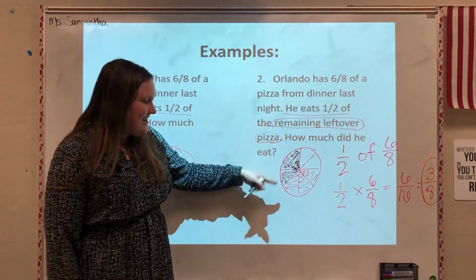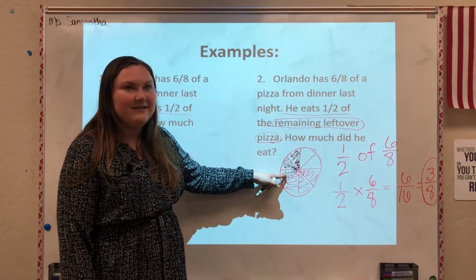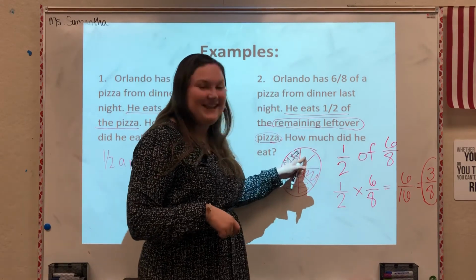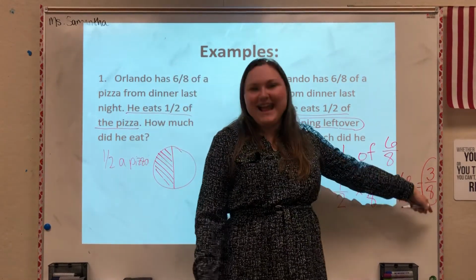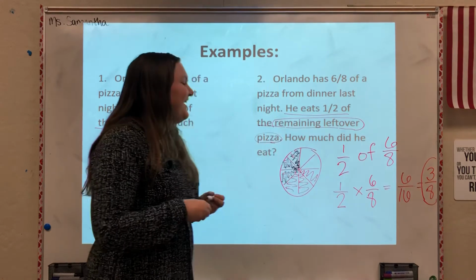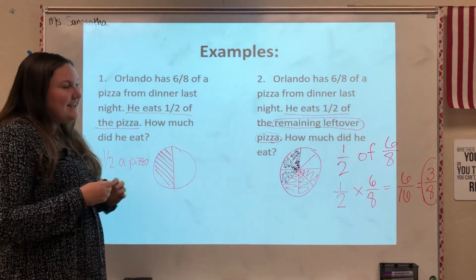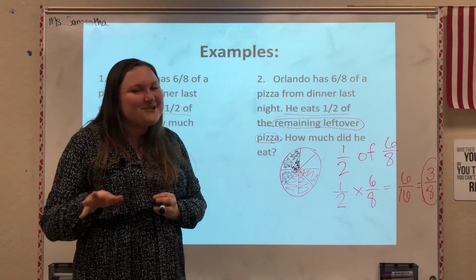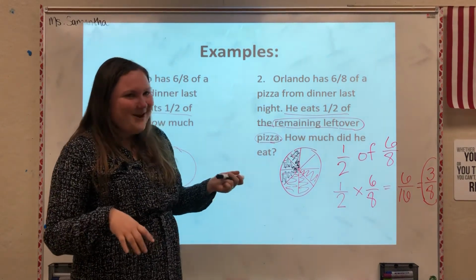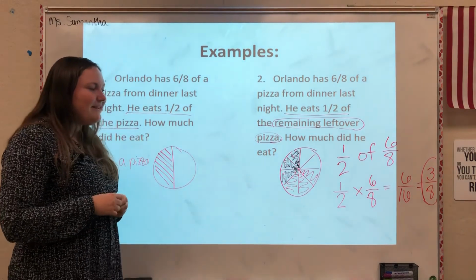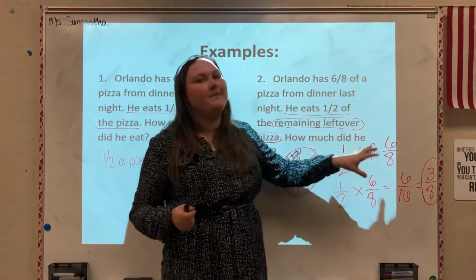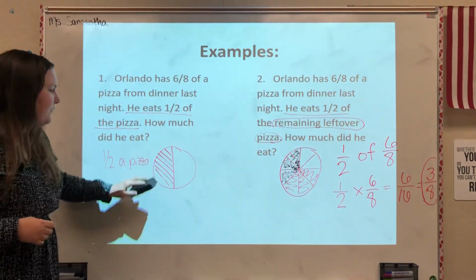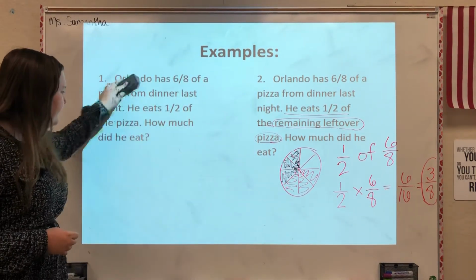Well, what did he eat? He ate 1, 2, 3 out of the original 1, 2, 3, 4, 5, 6, 7, 8 slices. He ate 3/8 of that pizza. I chose this problem because this is one of the ones that's a little easier to draw. Not always are these fraction multiplication problems going to be this easy to draw. But I think it really helps, again, us see what's going on behind the multiplying fractions. With that, I'll go ahead and erase all of this.